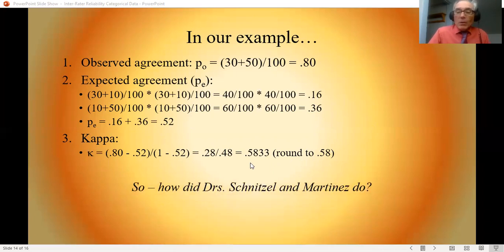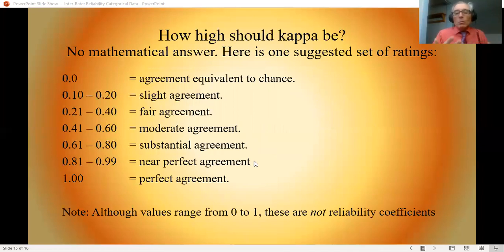So, how'd they do? What does that mean? Well, there's no mathematical rule that says this is the level of kappa you need. All we have really are conventions that the various researchers working in this sort of field have agreed on. And this is one of the more widely used sets of guidelines here. So where Dr. Martinez and Dr. Schnitzel are is towards the upper end of the range referred to as moderate agreement. In research contexts, that would actually not be bad. In clinical practice, it's not quite where you'd want it to be.